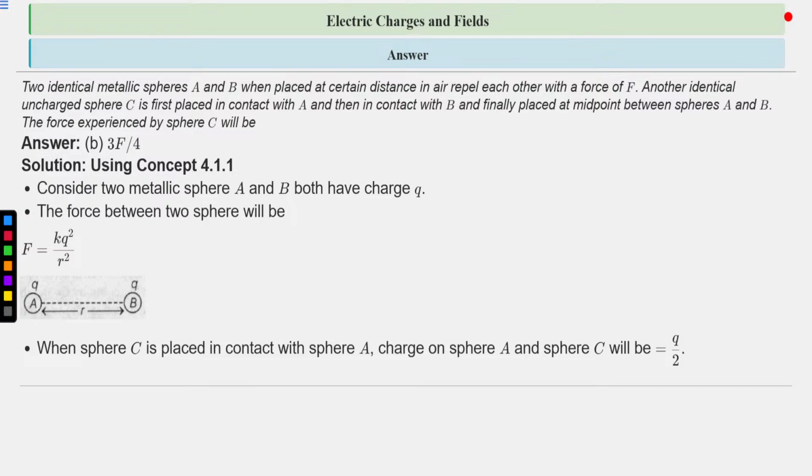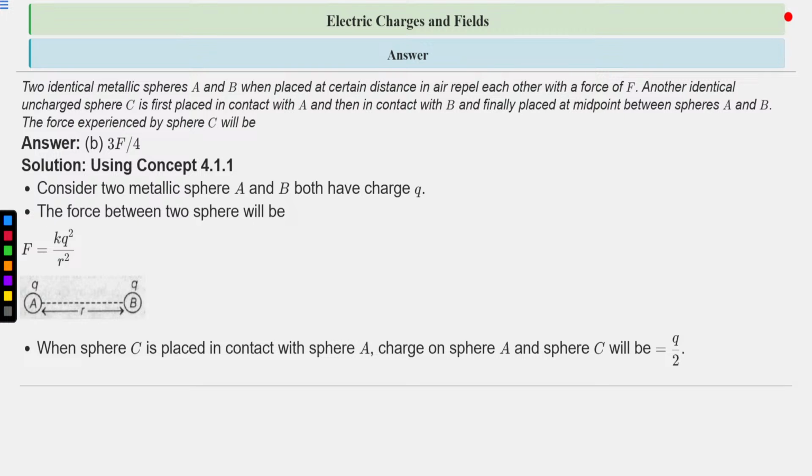Means if there is one metallic sphere with charge Q and another with zero charge, the charge after the contact of both the spheres will divide into half. Half will remain with the first charged conductor and half will transfer to the uncharged conductor. Condition: both the spheres should be identical. Non-identical spheres do not have this type of distribution. For identical spheres, half of the charge will get distributed and the charge becomes equal on both the spheres.